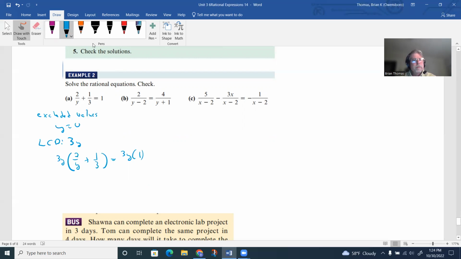So to clean this math up, notice that the reason I multiplied by 3y is to divide out fractions. Notice how this y and this y would cancel, and that's going to leave me 3 times 2, which is going to give me the 6. Notice that this 3 here is going to cancel with the 3 over here. It's going to cancel with the 3 over here, and that's going to lead me to bring the y times the 1. The y times the 1 would just give me a y. So it's going to be 6 plus y now.